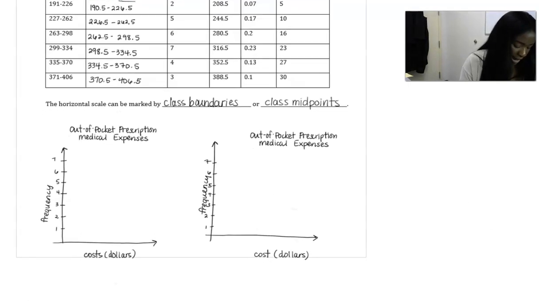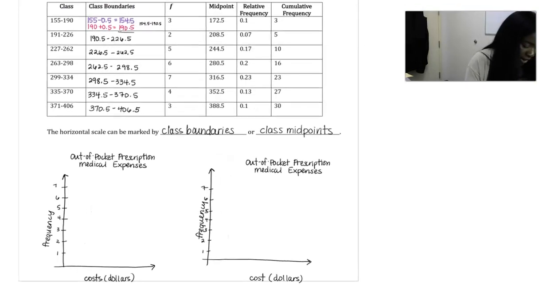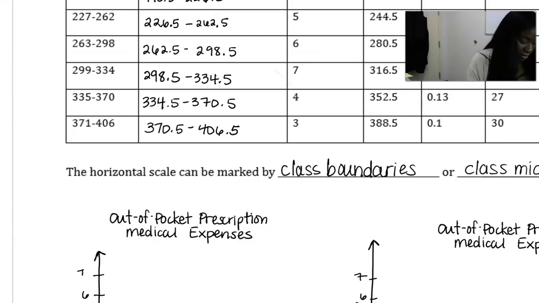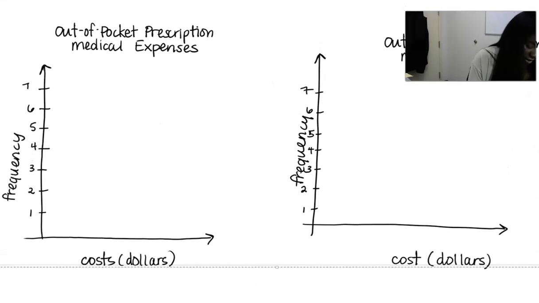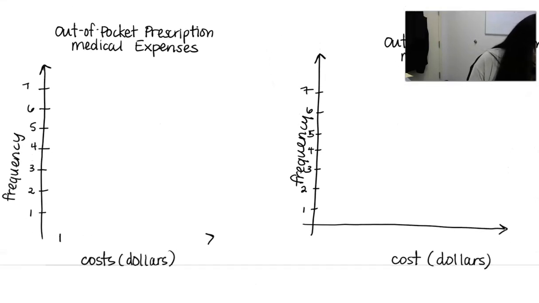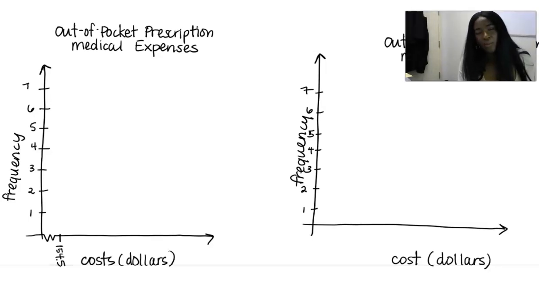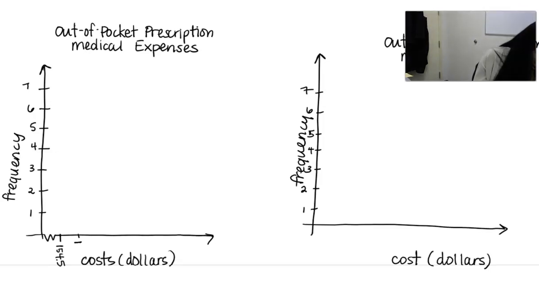So I'm going to break my axes, and I just mean by that the first class boundary is 154.5. So to break my axes, I'm just going to say this is just going to start. Usually people will put a little squiggle line right there and just say, okay, I'm going to choose that right there is 154.5. And then the upper class boundary for that first class was 190.5, so I'll take that up to 190.5.